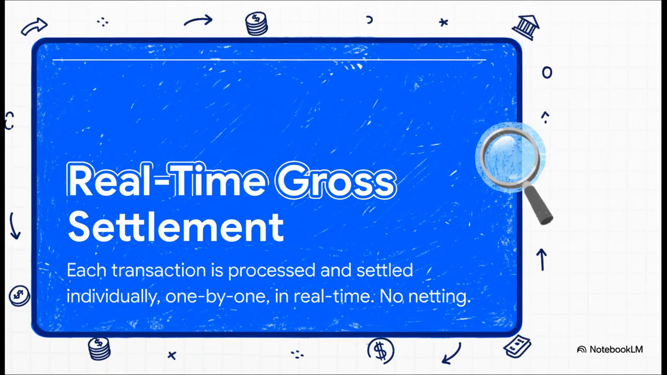The other model is the complete opposite. It's called real-time gross settlement, or RTGS for short. With this system, there's no running tab. Every single transaction is processed and settled on its own, for its full amount, the very instant it happens.